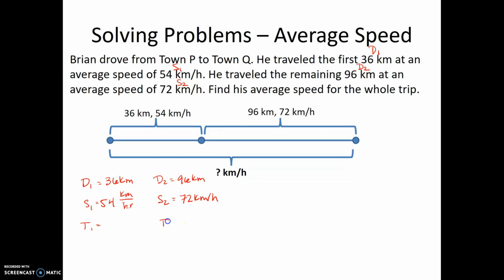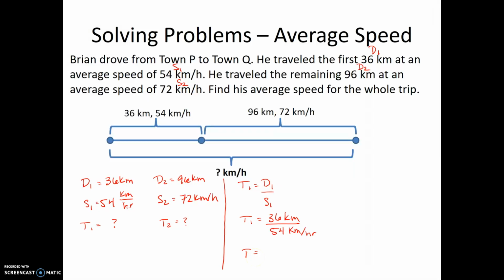And our time 2, we're not quite sure. Okay, so let's find time 1 and time 2 so that we can find a total time and then find an average speed. So let's see. Time 1 is going to equal distance 1 over speed 1. Time 1 is 36 kilometers over 54 kilometers per hour. And my time 1, I'm just going to reduce that.